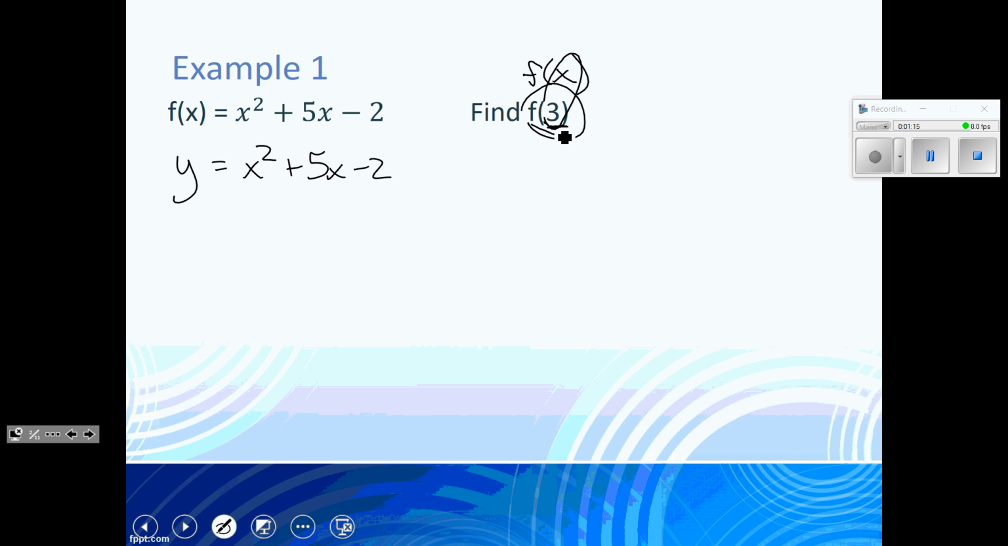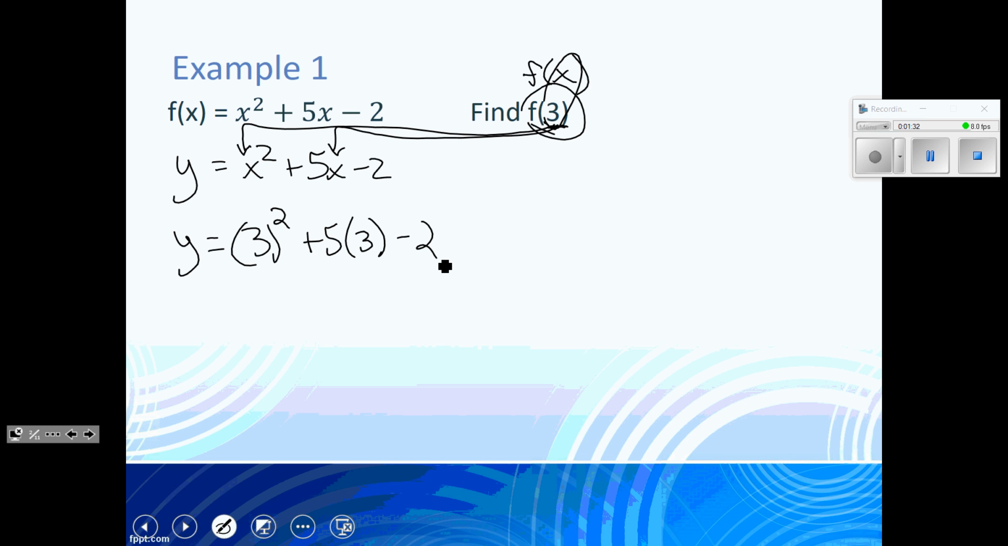Normally we have f at x, but now we have f at 3. So what do I want to do? I want to replace x with 3. I'm going to take a 3 and plug it in for both x's. So this is going to be 3 squared. Make sure you plug in with parentheses. I cannot stress that enough. And so work that out for me: 3 squared plus 5 times 3 minus 2.